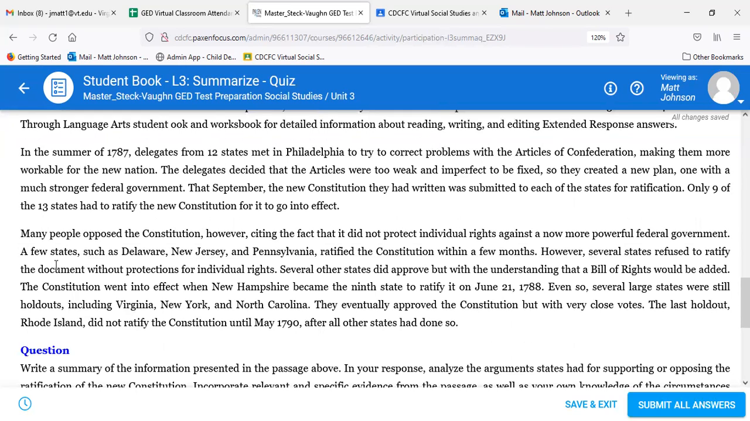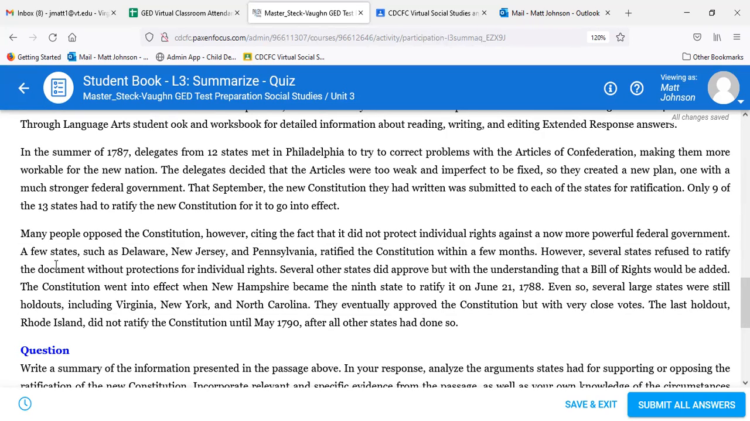How do the states feel about it individually? Is it that they did not protect individual rights against the powerful? Okay, so there we go. Many people opposed the Constitution, citing the fact that it did not protect individual rights against a now more powerful federal government.